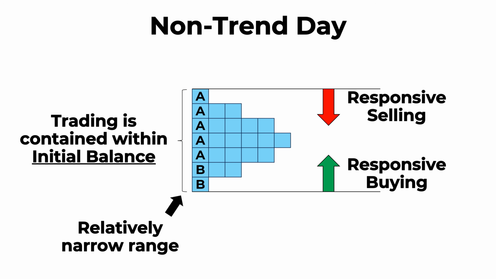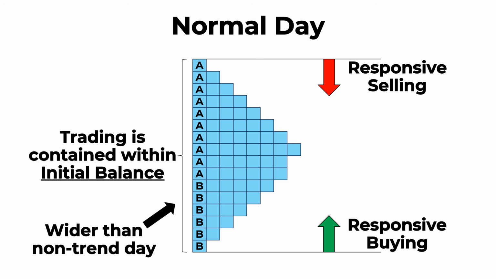Next in line, we have the normal day. The normal day is similar to the non-trend day in the sense that trading is contained within the initial balance. The difference is that the normal day is wider than the non-trend day.